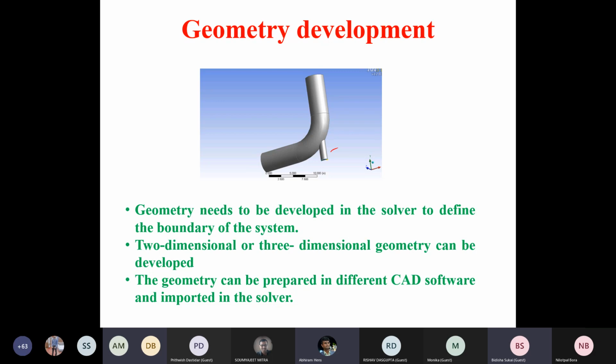Okay. Now geometry needs to be developed in the solver to define the boundary of the system. Two-dimensional or three-dimensional geometry can be developed. So it can be 2D or 3D.